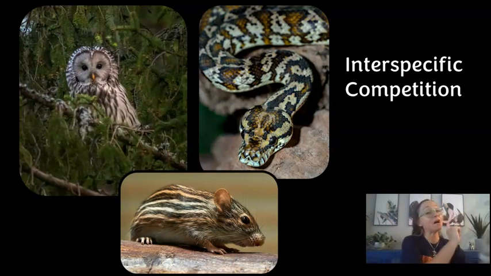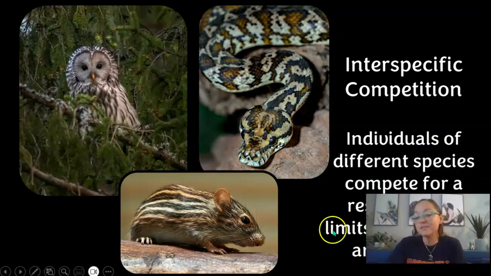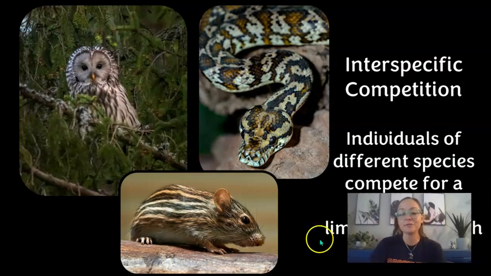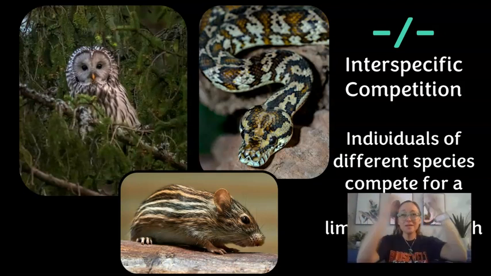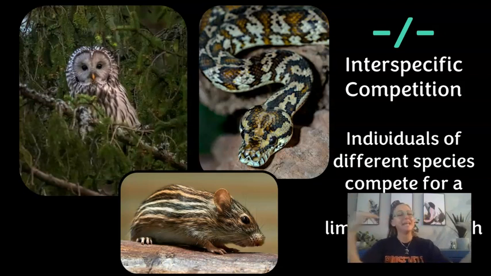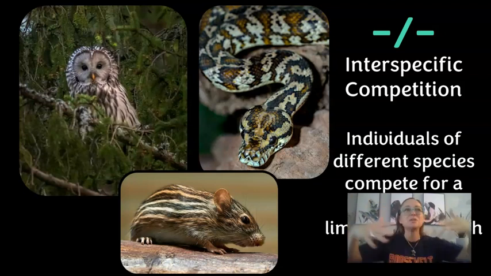So intra was owl versus owl or snake versus snake. Inter-specific competition is two different species, owl versus snake, competing for the same limited resource. So individuals of different species compete for a resource that limits their growth and survival. Now, we can symbolize this with a negative and a negative, because the owl population and the snake population, when they're competing with each other, don't do as well. It makes it harder to find food. So it's a negative relationship between the owl and the snake. It makes it difficult for both of them to reach their full potential carrying capacity, for example.